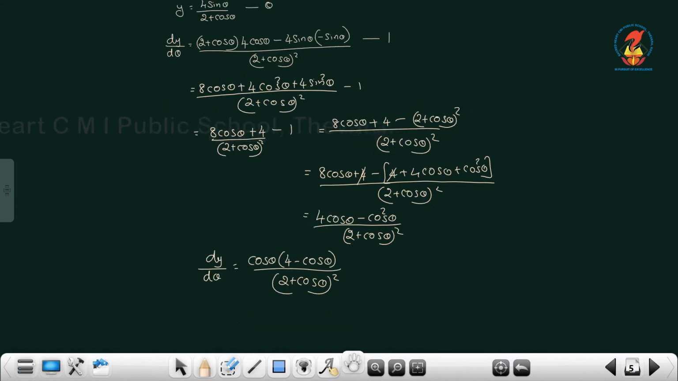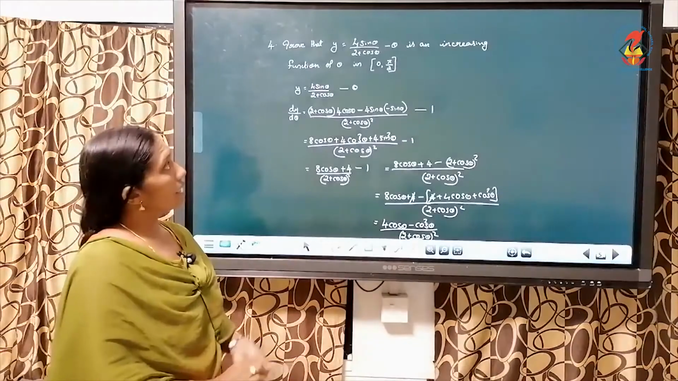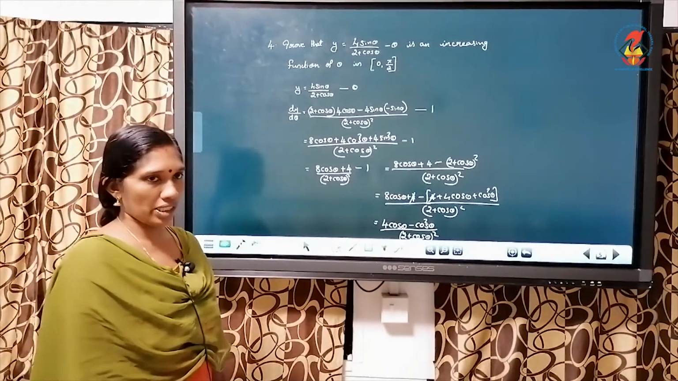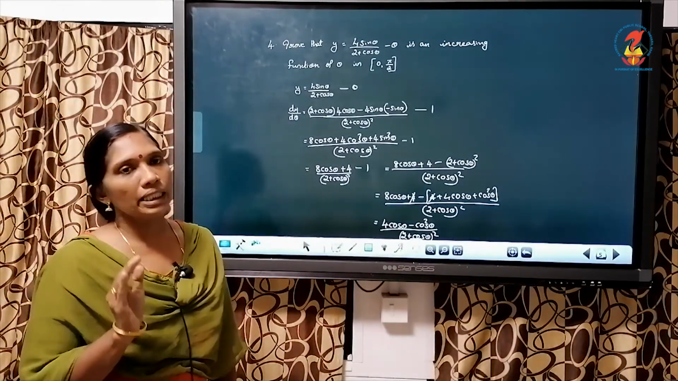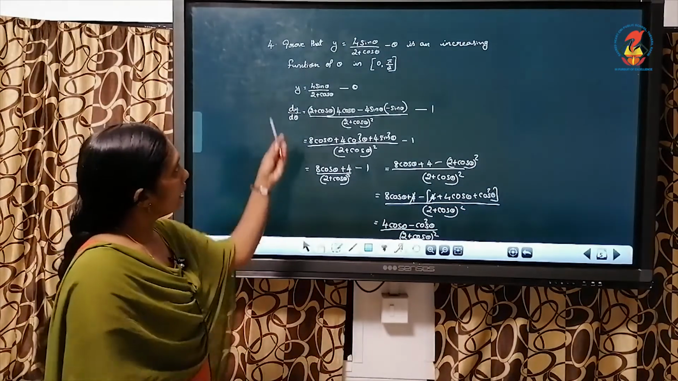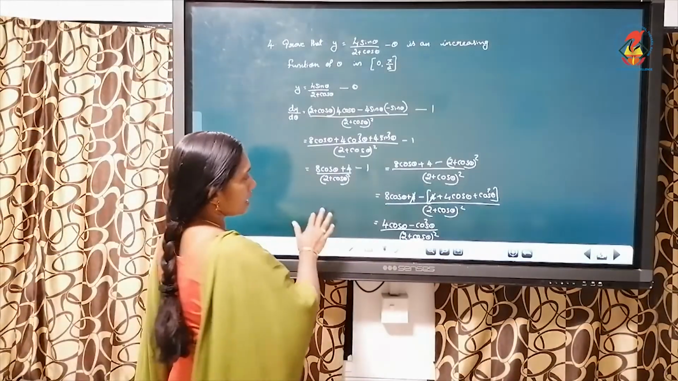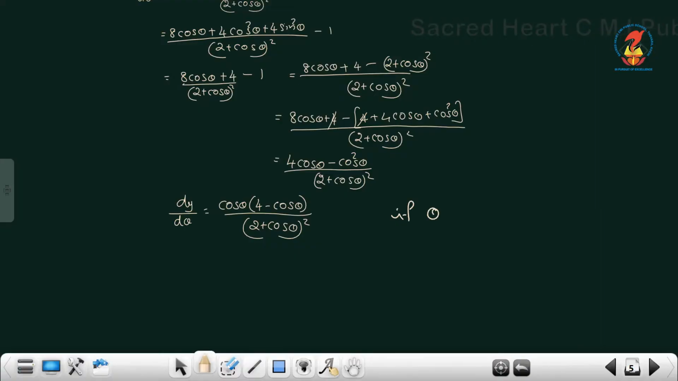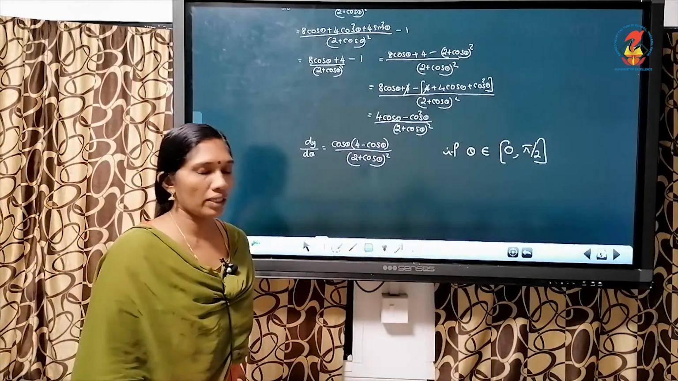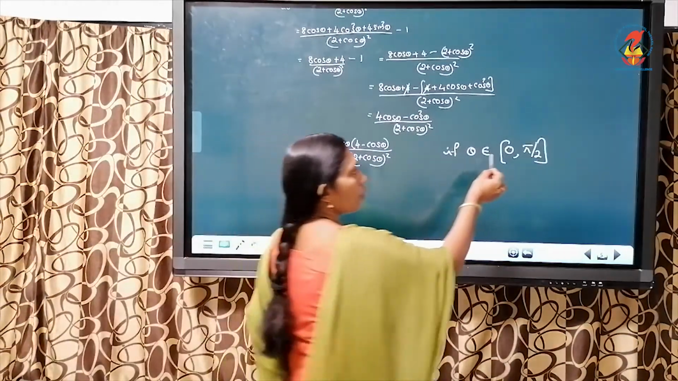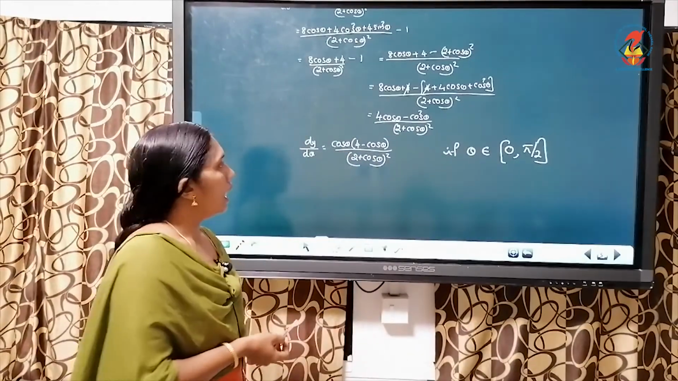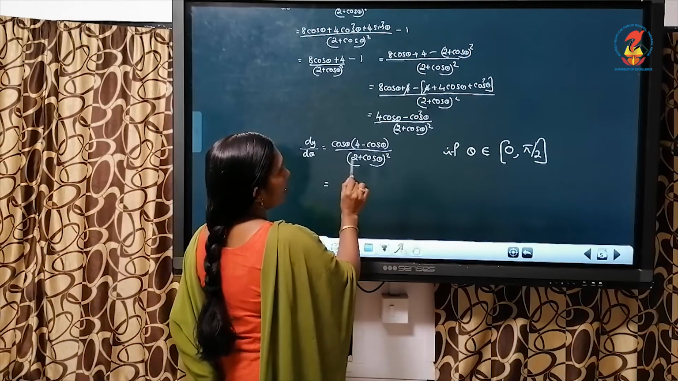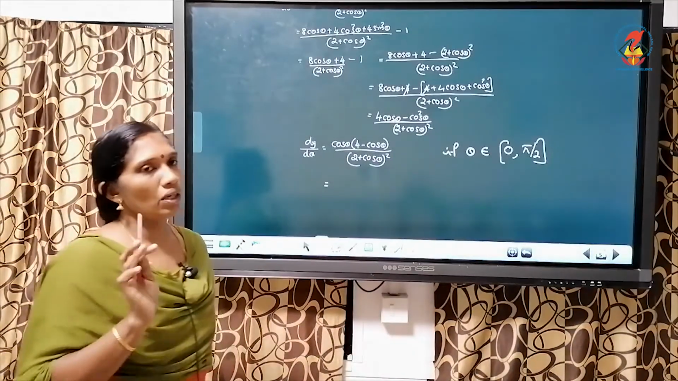Now, what is the question? Prove that this function is an increasing function. Increasing means we have to prove dy by d theta is greater than or equal to 0. And the interval is given, closed interval 0 to pi by 2. So, if theta belongs to 0 to pi by 2, what about cos theta? 0 to pi by 2 means it is in the first quadrant. Cos theta value is positive. Cos 0 is 1 and cos 90 is 0. So, look here. Denominator is 2 plus cos theta whole square.